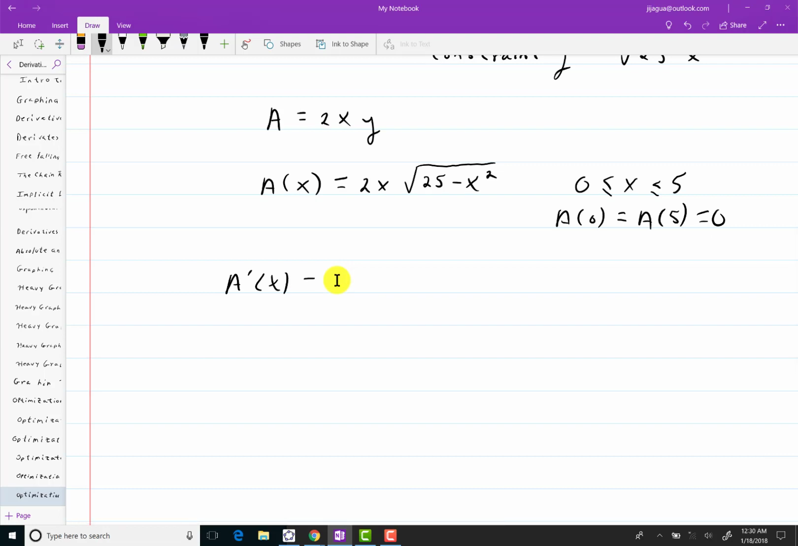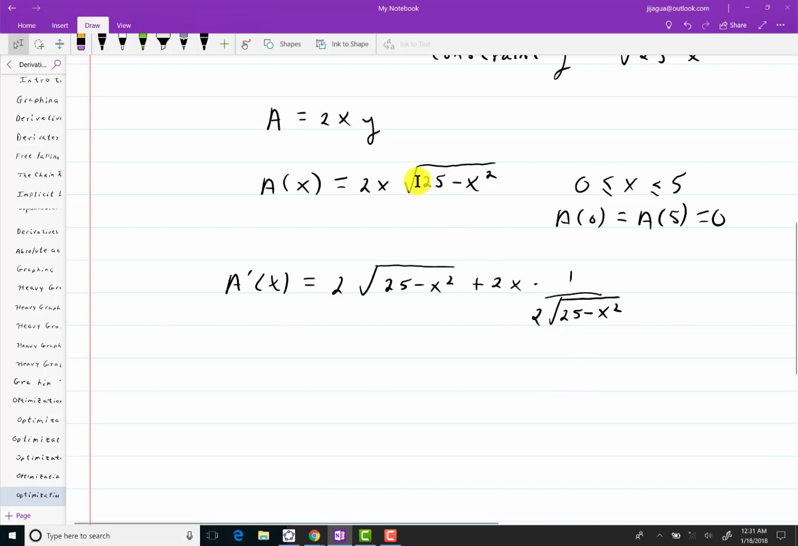I'll use the product rule. First thing I'm going to do is take the derivative of 2x, which will be 2, and then I will leave the 2x alone, plus 2x times, take the derivative of the square root. We get 1 over 2 times the square root of 25 minus x squared. But this is a chain rule situation. We've got a function inside of the square root. So I got to take the derivative of 25 minus x squared. That will give me negative 2x. And we're going to set that equal to 0.